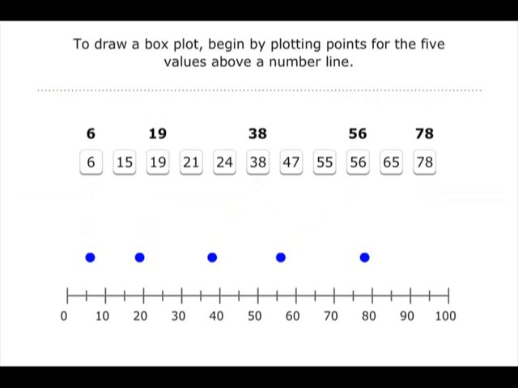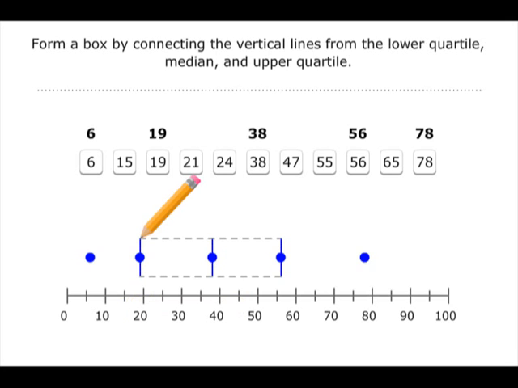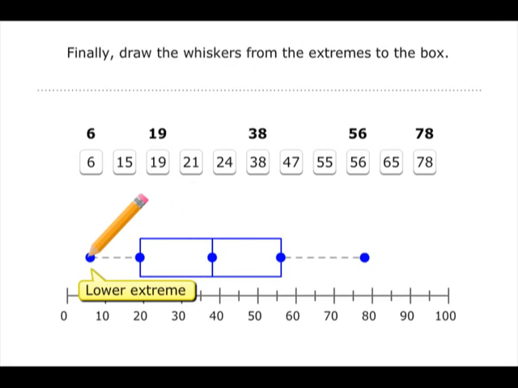To draw a box plot, begin by plotting points for the 5 values above a number line. Now draw vertical lines through the lower quartile, median and upper quartile. Form a box by connecting the vertical lines from the lower quartile, median and the upper quartile. Finally, draw the whiskers from the extremes to the box.